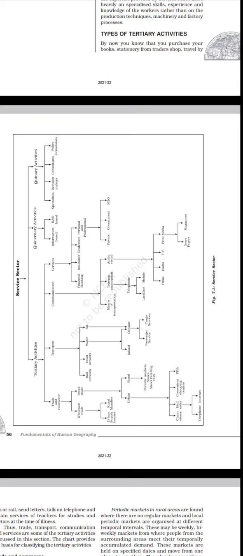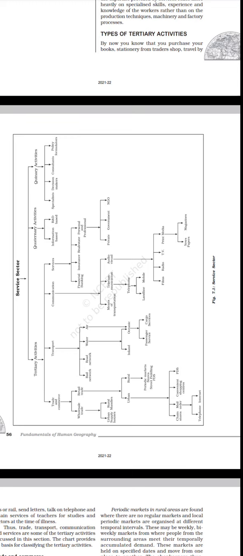Wholesale trade divided into two: urban supply houses, rural mandis. Retail trade divided into two: urban, rural. Urban divided into four: chain stores, mail order, convenient shopping orders, PDS. Rural divided into periodic markets, stores, street vending, PDS. Mail order divided into two: telephone, internet.